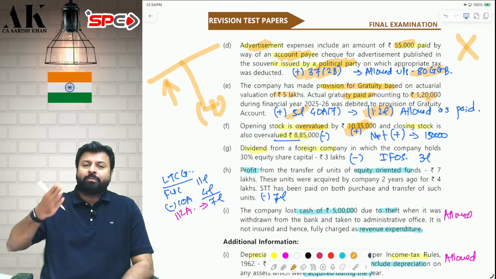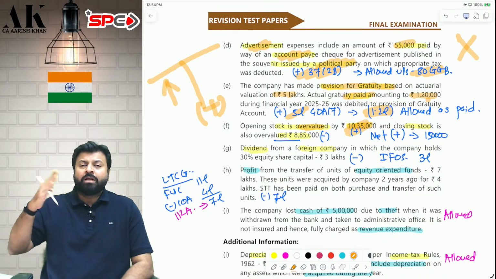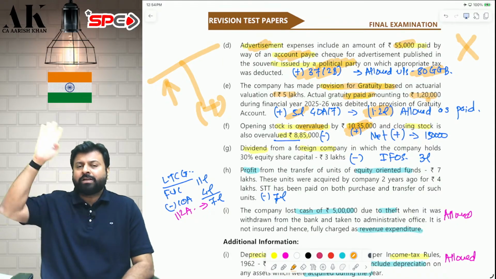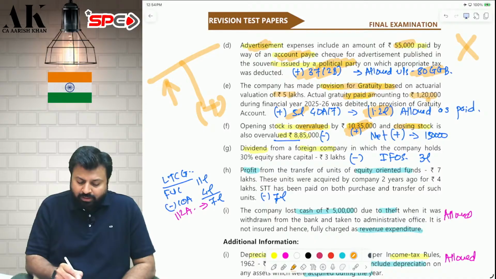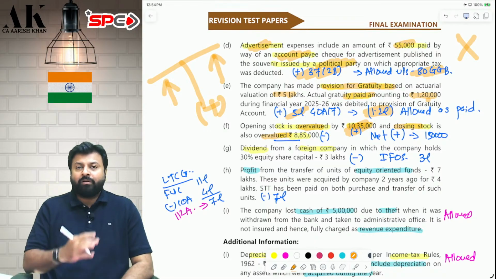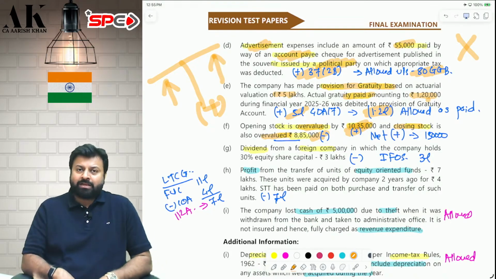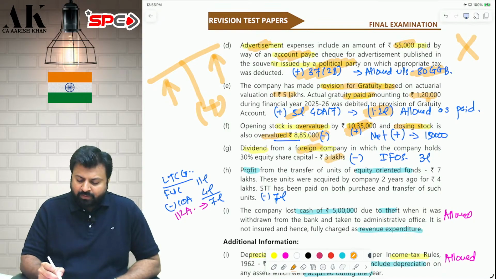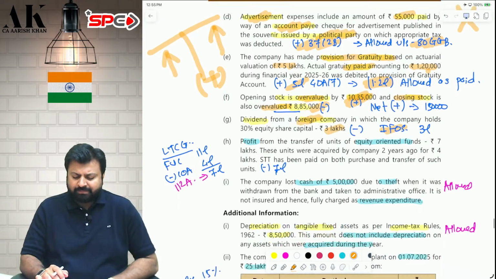Opening stock is overvalued, but that means debit side of the P&L is overvalued. Debit side of the P&L is overvalued means you have claimed more expense, your profit is less, so increase the profit. Closing stock is overvalued. If closing stock is overvalued, it means your income is overvalued unnecessarily, so reduce. So the opening stock overvalued will be added back and the closing stock overvalued will be reduced. Then dividend from foreign company reduced from here, show under IFOS, very routine adjustment.